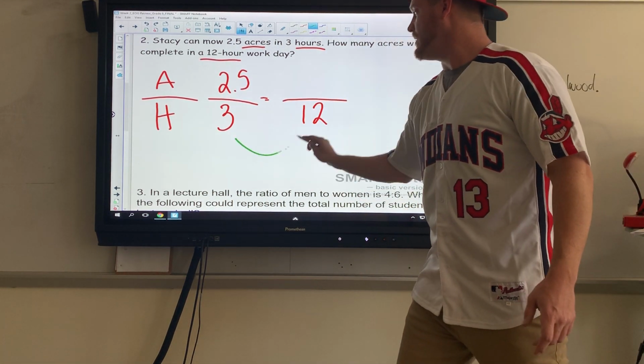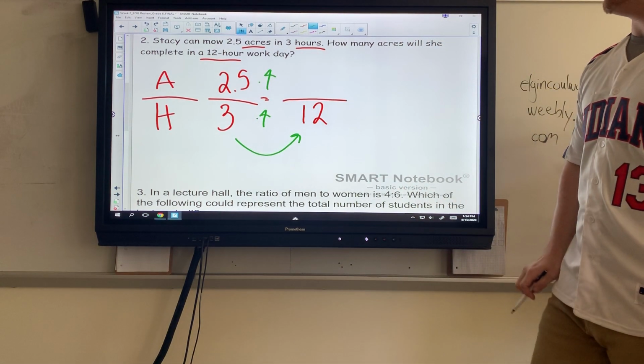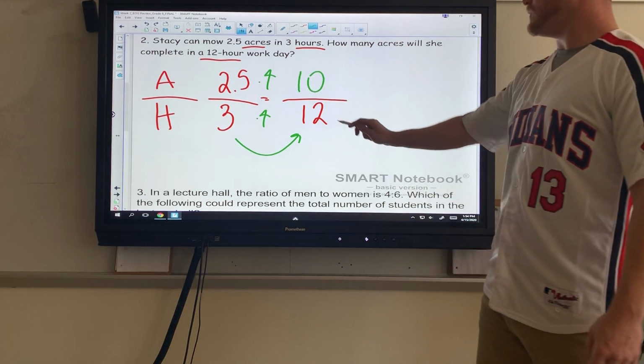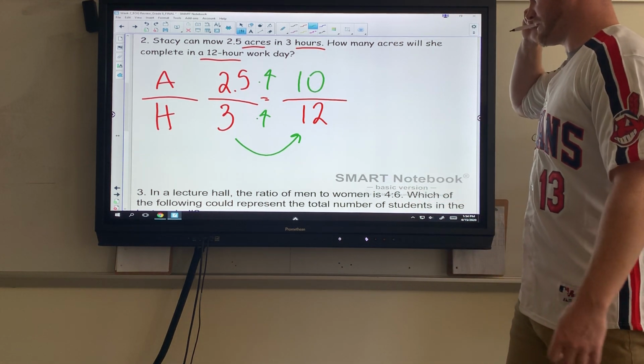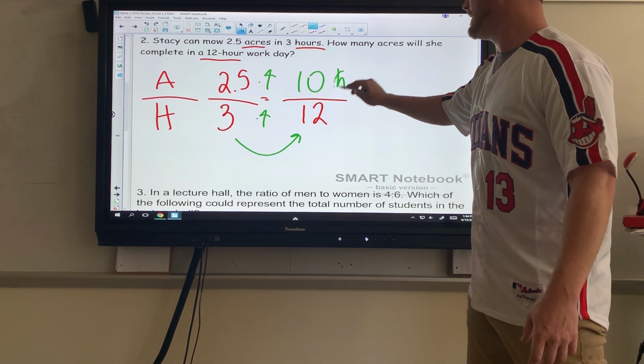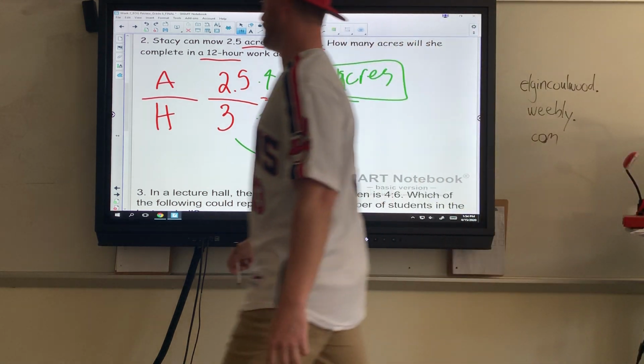Now the quick math, 3 goes into 12 4 times, so times 4, times 4, and 2.5 times 4 gives us 10. So in a 12-hour workday, which is a lot of hours, she works 12 hours, that means he or she is going to mow 10 acres. So we got 10 for number 2.